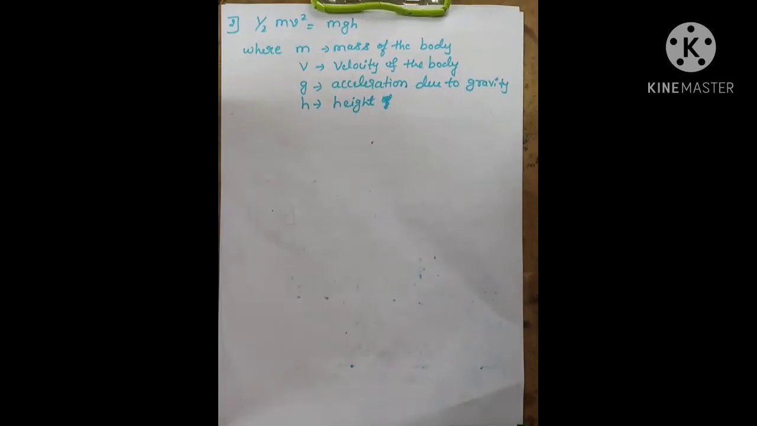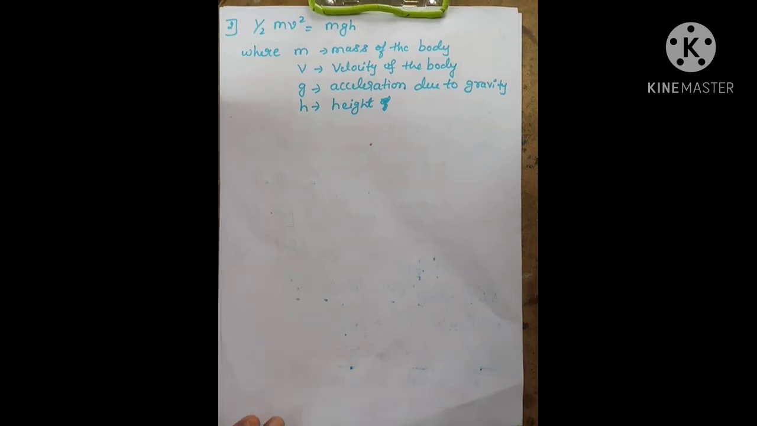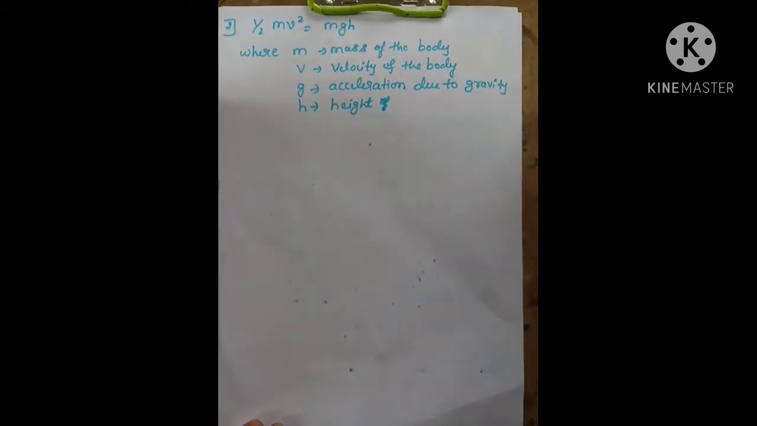Friends, in the previous class we discussed dimensional analysis and the applications of dimensional analysis. There are three applications of dimensional analysis. First one is to check the correctness of an equation. Second one is to derive the relation between the physical quantities; in order to derive the equation, we are using dimensional analysis.